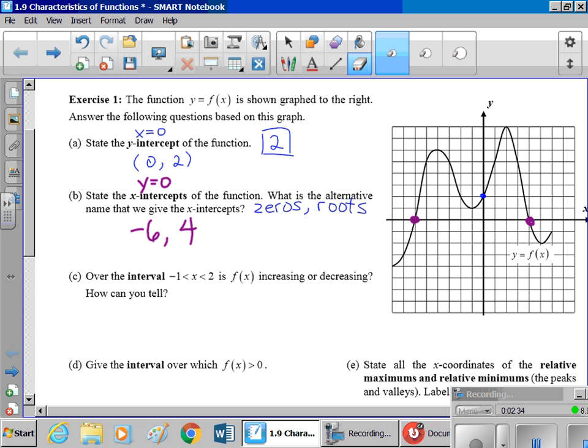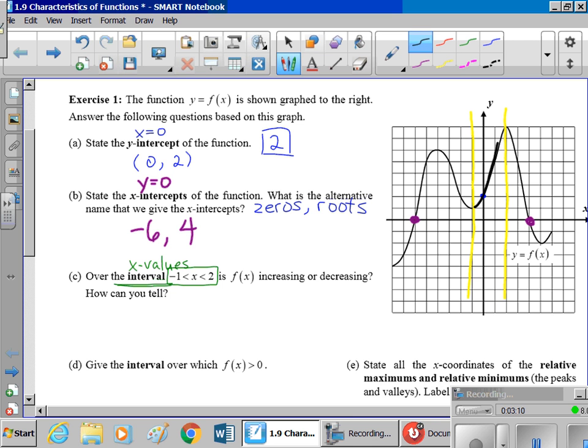All right, so over the interval. What does the word interval mean? We've talked about it a couple of times. Interval, again, let's go on with our translating. These are our x values. So over the interval between -1 and 2, is f of x increasing or decreasing? I think it's pretty easy to see that it's increasing, right? Because our graph is going from here up to here.